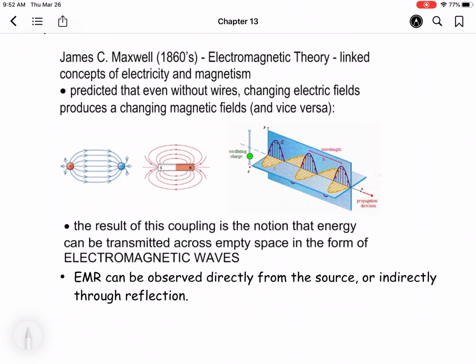It looks like this, all right? If we have an electric field, and we increase it, then decrease it, we're going to also create a magnetic field, increase it and decrease it.